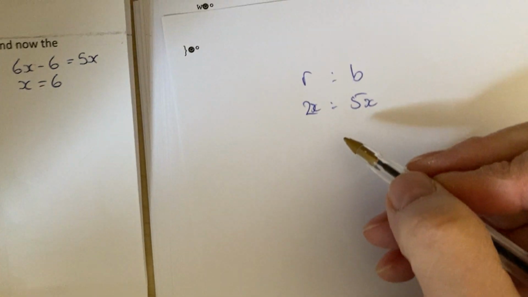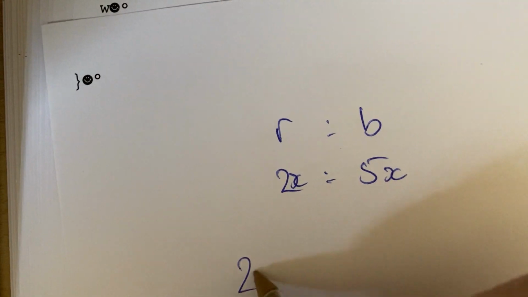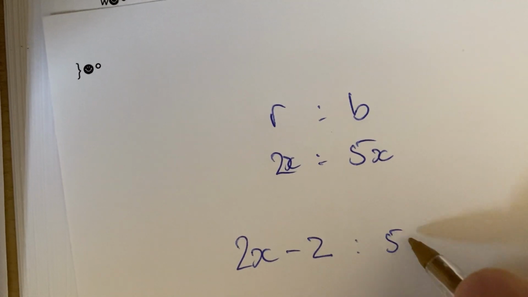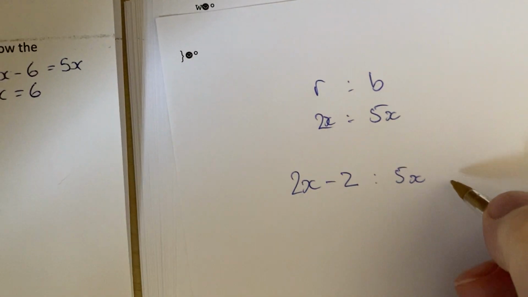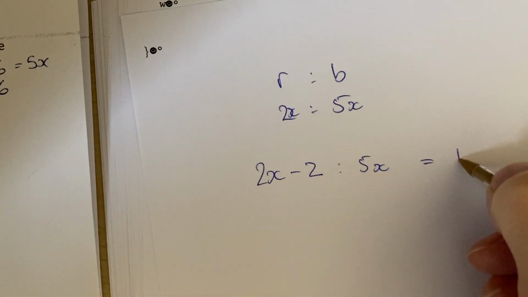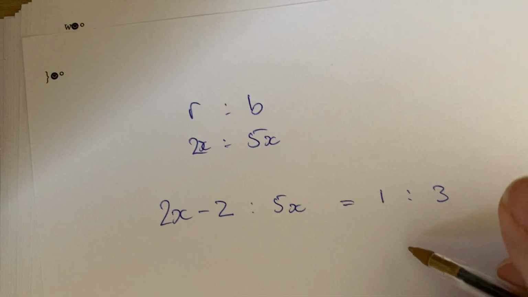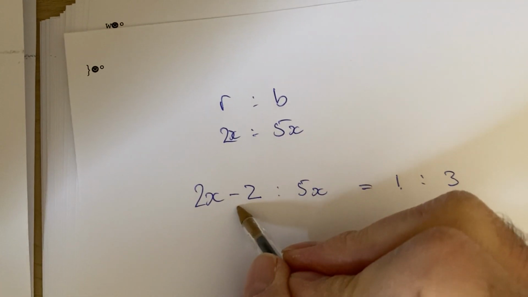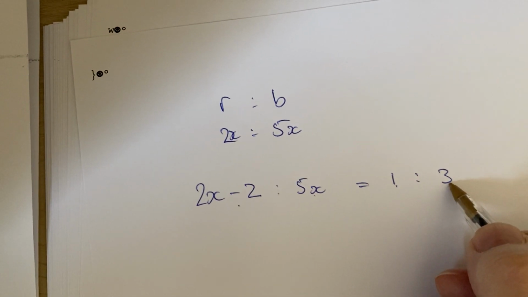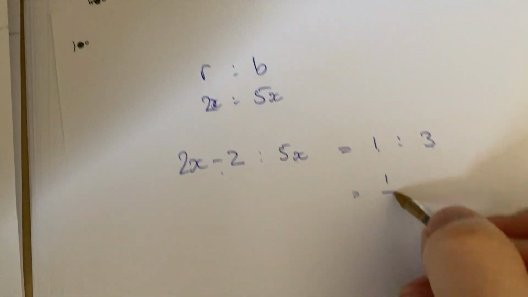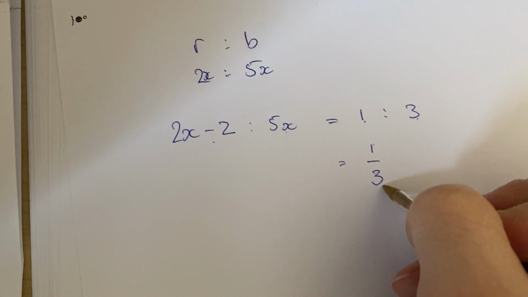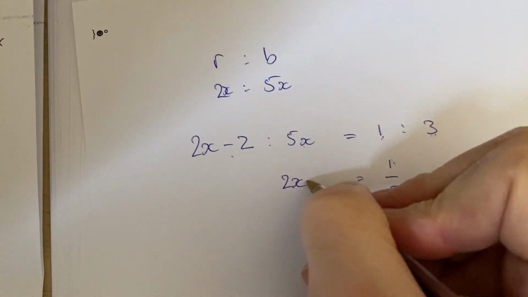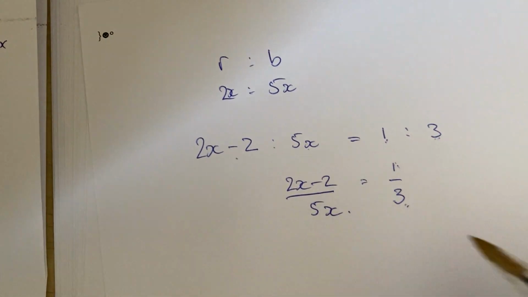Now the question says that Dean eats 2 red. So if I now take away an actual 2 from that, that's what we've got left with there. And we're told that that is in the ratio now of 1 to 3. And this is what's really clever. This 1 represents this value here. This 3 is represented here. So what I can say is as a fraction, that's 1 over 3. And that's going to be the same as 2x minus 2 over 5x.